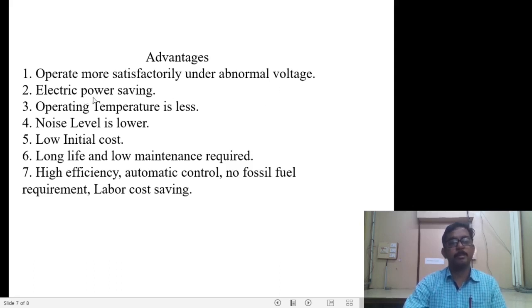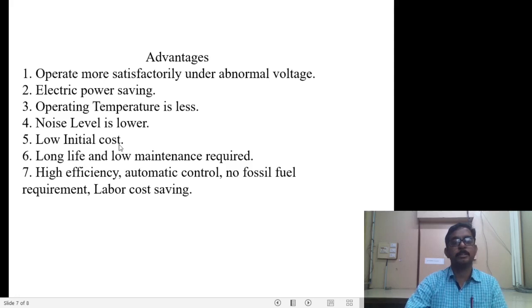Second point, electrical power saving. Obviously losses are less, so electrical power saving is more. Operating temperature is also less. Please remember, an induction motor can work in different duty cycles. If it is a continuous duty cycle, then the temperature of the induction motor will get increased. But in this case, this induction motor has a lower temperature. Noise level is also lower. It will produce low noise.